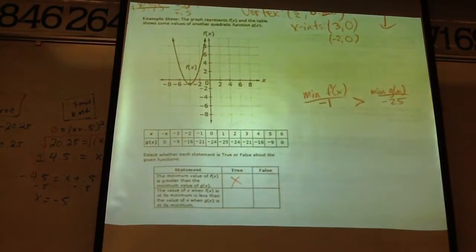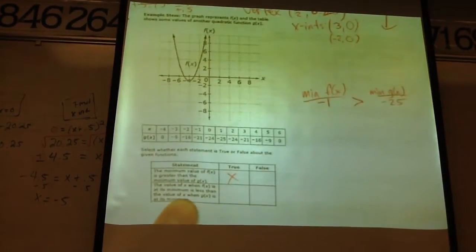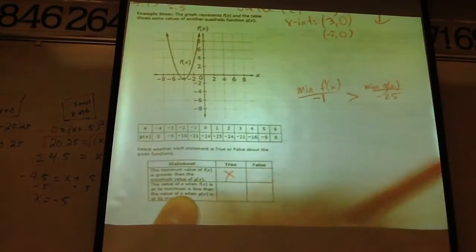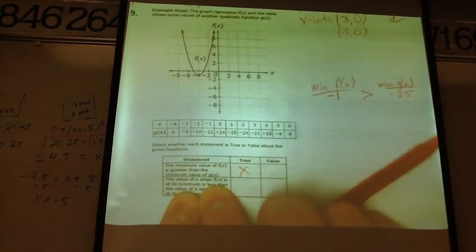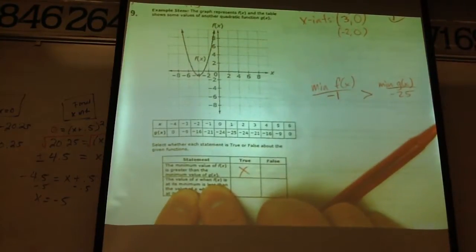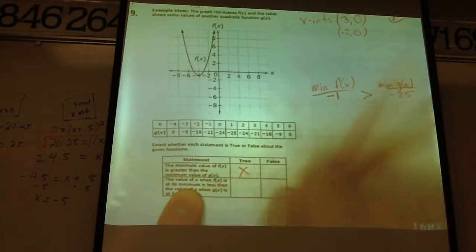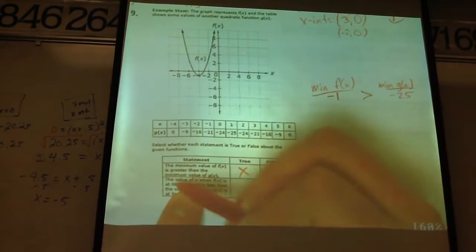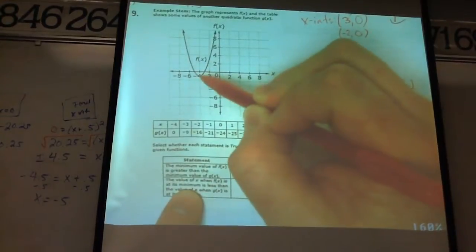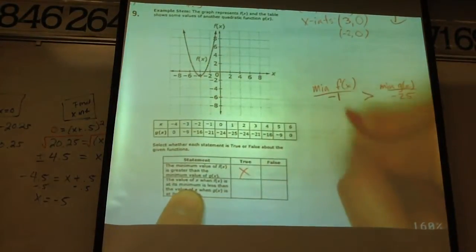Next one. The value of x when f of x is at its minimum. What does that mean even? When y is at its lowest point. It's just the x coordinate of the vertex. The value of x when f of x is at its minimum, so that's when y is the smallest.